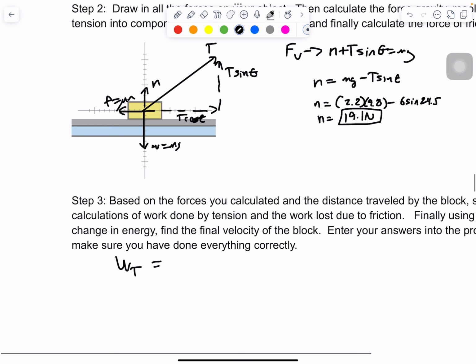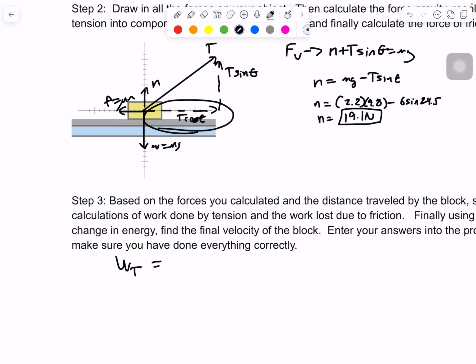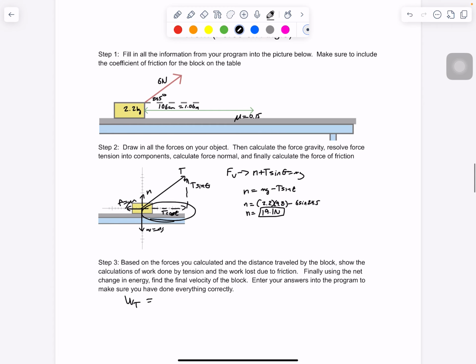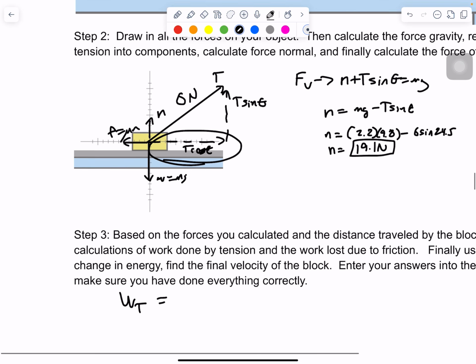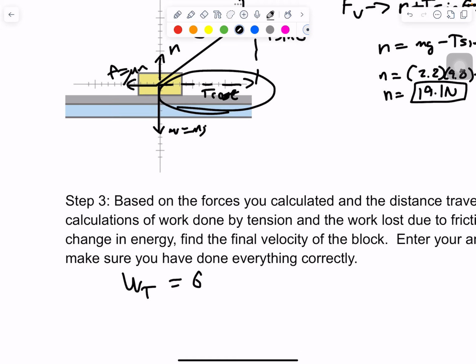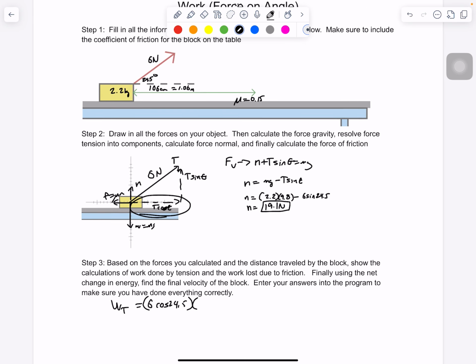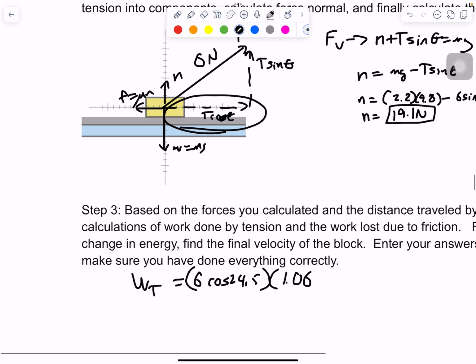So the work done by tension, well, that's going to be the horizontal component of tension. So for me, it's going to be 6 newtons. It's going to be 6 cosine 24.5 times the distance that we went, which was 1.06 meters. So 6 cosine 24.5 times 1.06. Okay, about 5.79 joules.